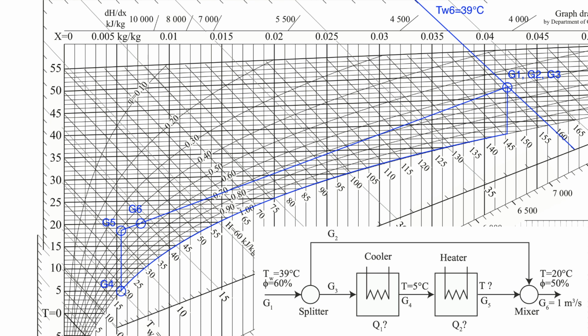Before we continue with our calculations, let us interpret the graph and make a prediction of the flows. The water content X6 is way closer to X5 than it is to X2. Thus, most of the mixed air G6 is due to the air G5, and G5 is thus much greater than G2. While we are interpreting the diagram, let us also answer the theory question D.